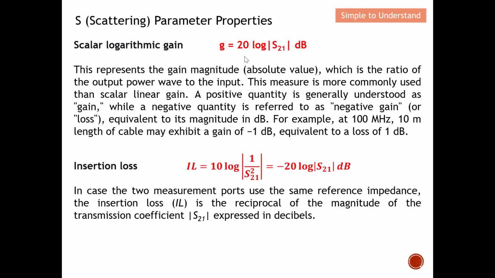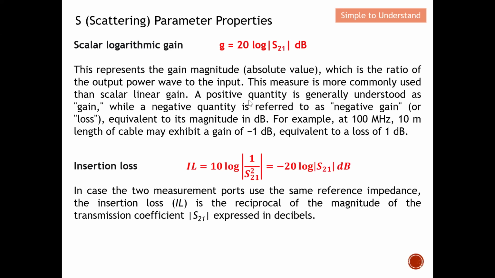Next is the scalar log gain. Basically you just need to do 20 log on this form here. This represents the gain magnitude, which is the absolute value, the ratio of the output power to the input. So why do we need this? This measure is more commonly used as compared to the scalar linear gain, which I have discussed earlier on.